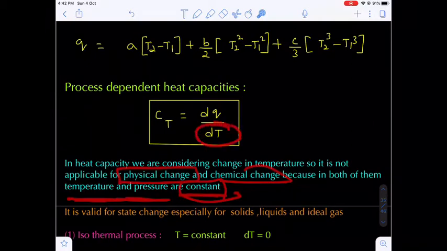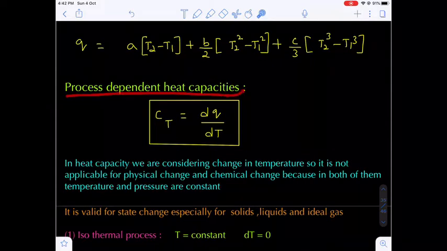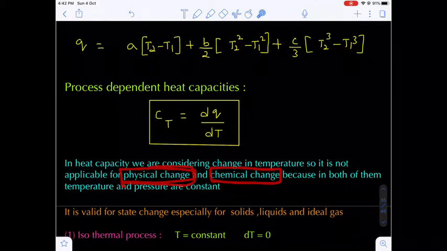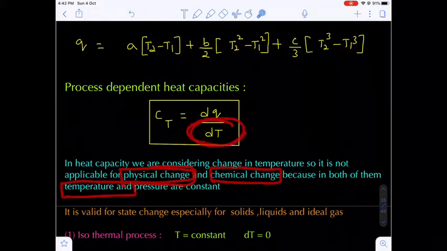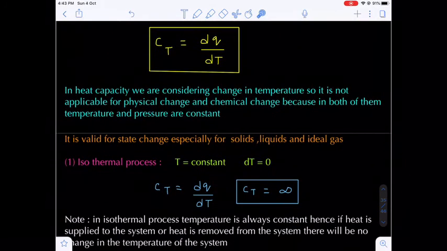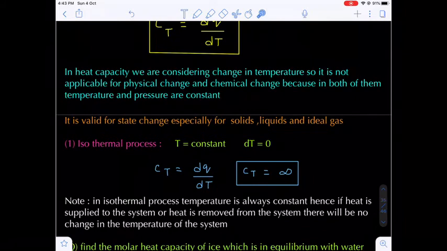But in heat capacity, what happens? Temperature must change. That's why process dependent heat capacity will not be applicable for a physical change as well as a chemical change. Why? In physical and chemical changes, temperature must be constant. But in the heat capacity, temperature is changing in the denominator. That's why it is not applicable for physical change as well as chemical change.